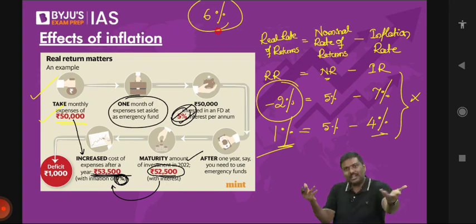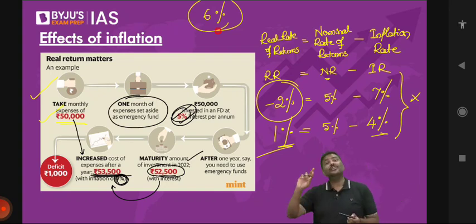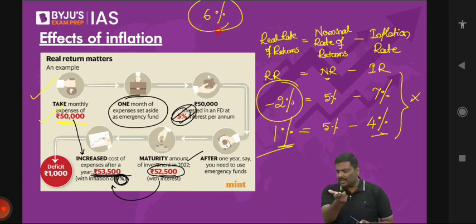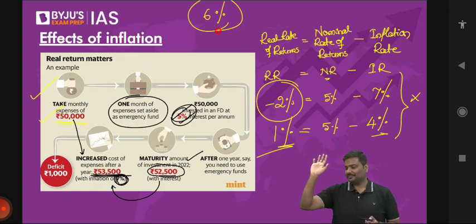That is the concept of real rate of returns. Whatever returns you are earning, adjust that return with inflation. So here is a hint: do not keep your money in bank deposits. You will not get anything there. Trust me, you will not get anything.